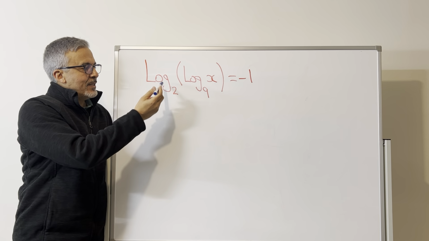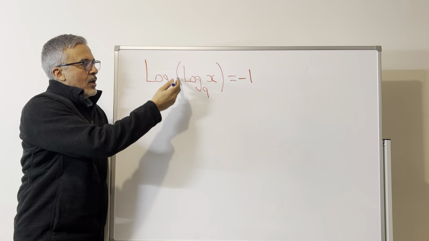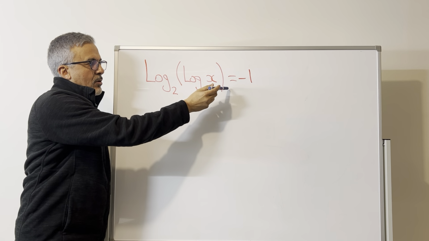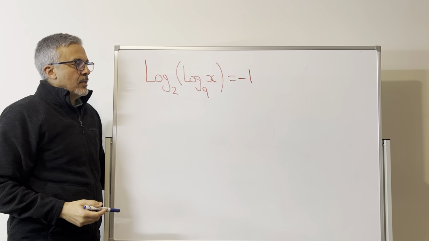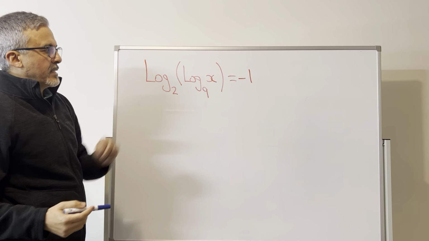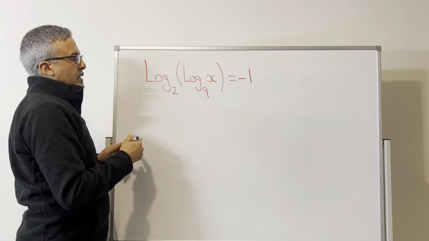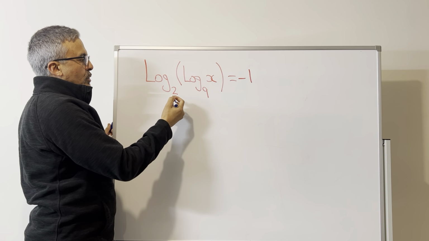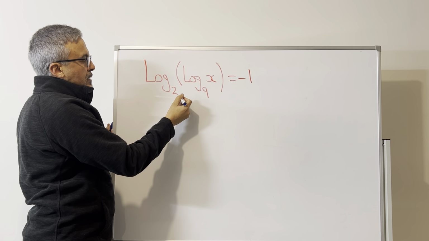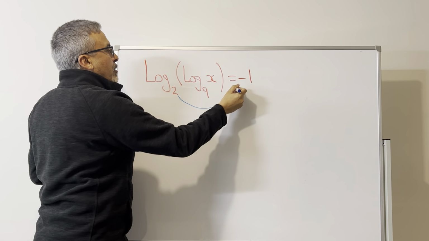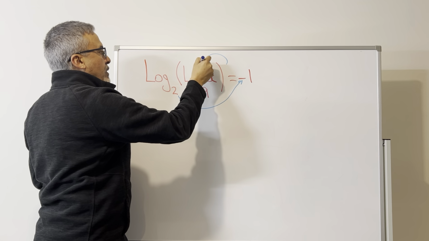So here's another question. It's log base 2 of log base 9 of x, all equals -1. And they want me to solve for x. So what we're going to do here, we're going to focus on this. The base is 2. So we know logs is basically 2 raised to that power gives you this.